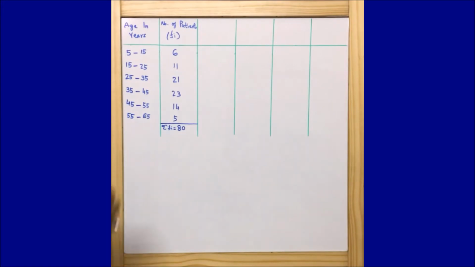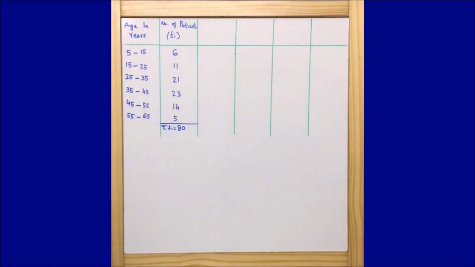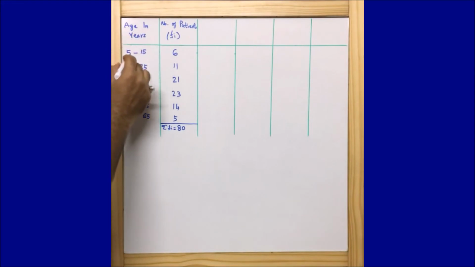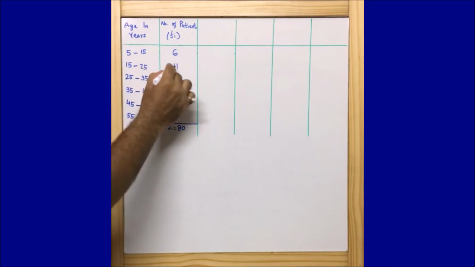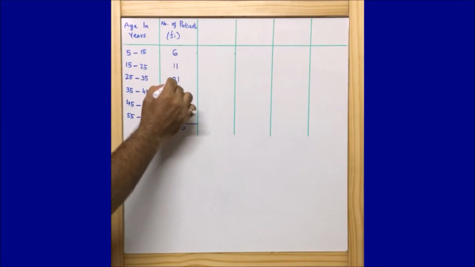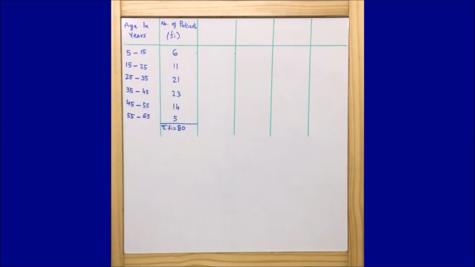Now I have just written down the data in this table that we are going to use for the calculation of mean and mode. Here it has been given age in years: age group 5 to 15 there are 6 patients, 15 to 25 there are 11, 25 to 35 there are 21 patients, 35 to 45 there are 23 patients, 45 to 55 there are 14 patients, and 55 to 65 there are 5 patients. Now let us move ahead and find out the mean first. Then after finding the mean, we will find out the mode.